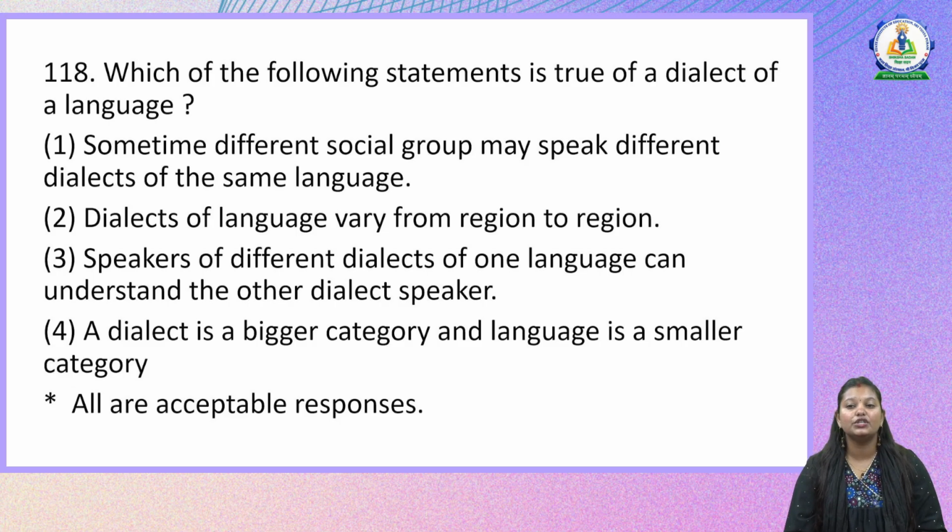The statements which are true of a dialect of a language, that is what we need to address. Different social groups may speak different dialects of the same language, which is very true. Dialects of a language will vary from region to region. Speakers of different dialects of one language can understand the other dialect speaker. A dialect is a bigger category and language is a smaller category. If they had asked us which is not true, we could have selected option 4. But they are asking which statements are true of a dialect of a language. That is why more than one statement is true in this question.